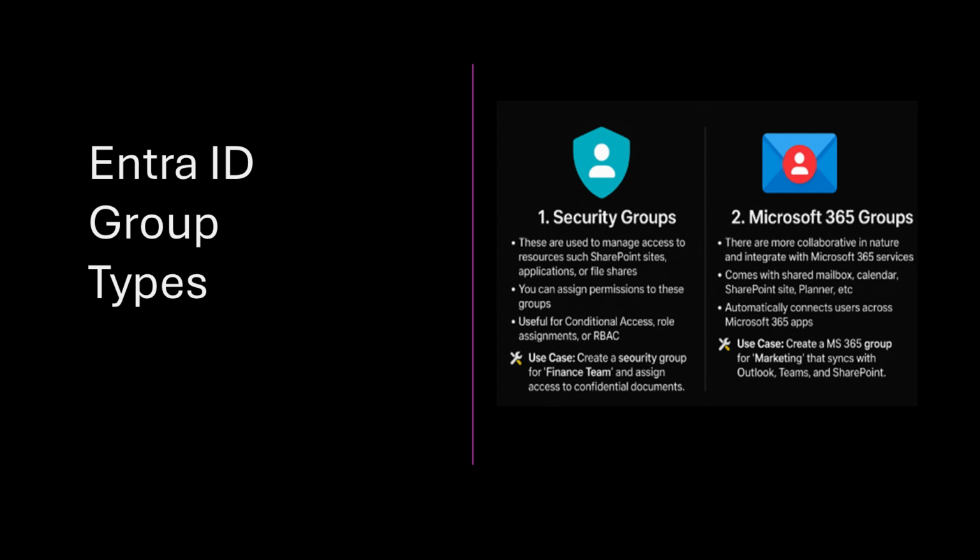Note: Microsoft 365 groups are always collaboration focused and come with M365 service integrations, while security groups are strictly used for access control without collaborative features. Now that you know the difference between security groups and Microsoft 365 groups, you can make smarter decisions about how to structure teams and control access. Use security groups when you need tight access control, and use Microsoft 365 groups when your team needs to work together across multiple apps.